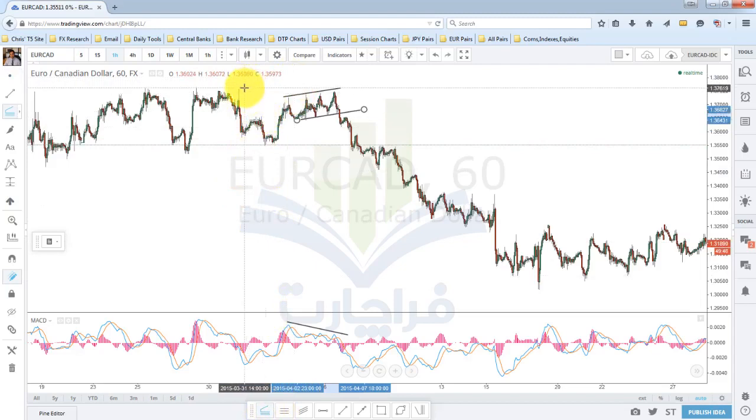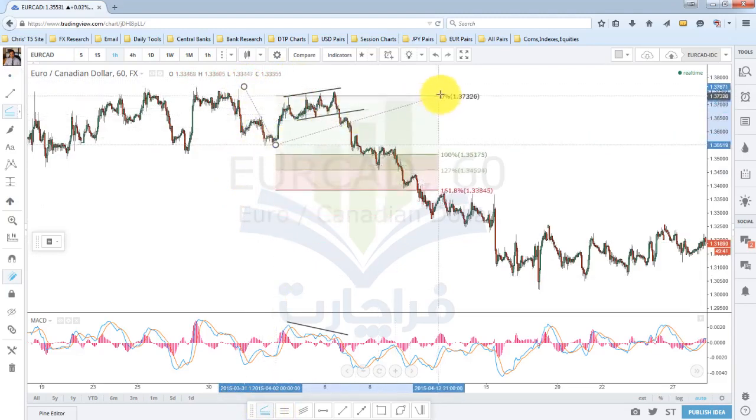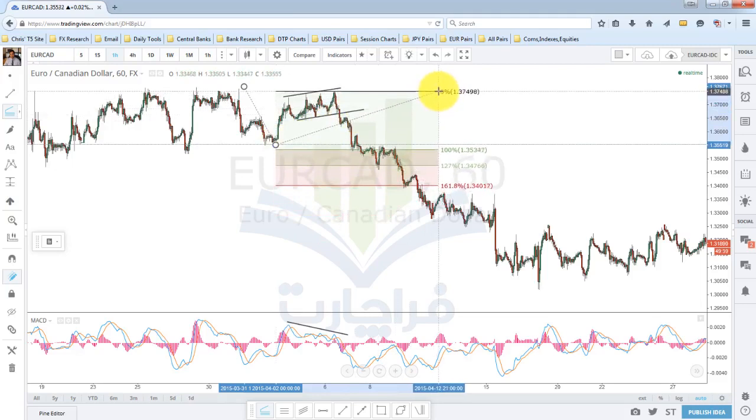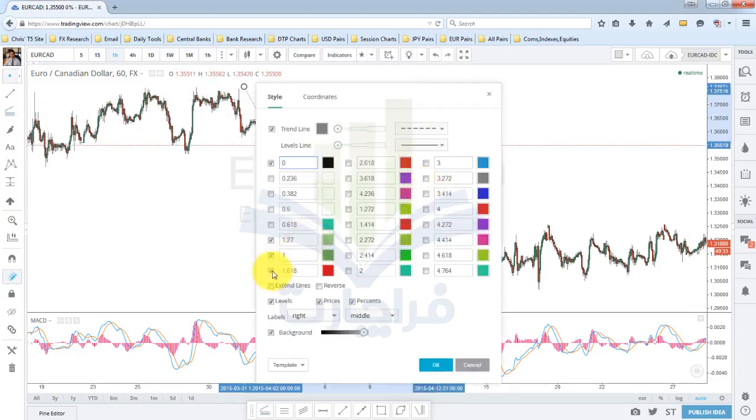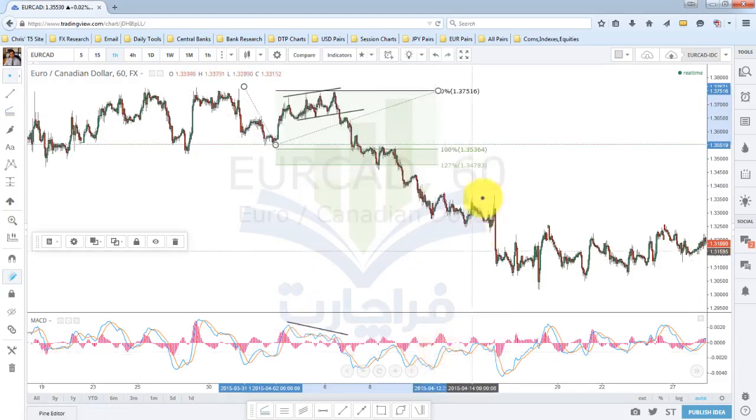We'll use our Fibonacci projection or expansion tool, okay, and we would measure from this low to this high, and we would target that equal legs 127 area. Let me move this 162 out of here so it doesn't confuse us. And here's equal legs, right here. Okay, so the equal legs would be the target.